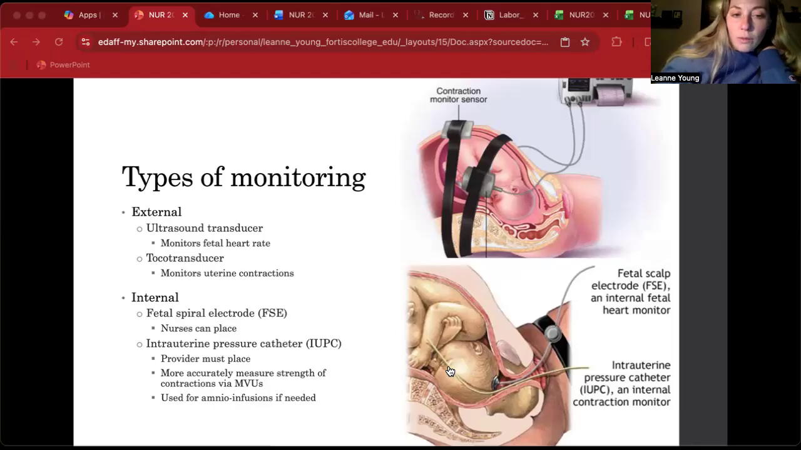This is also used for amnio infusions. So an amnio infusion is if, like, mom's water broke really early in her labor and baby is showing signs of distress. Sometimes administering fluid, or inserting fluid into that amniotic space to cushion the baby and provide protection from the contraction, will help reduce the instances of fetal decelerations. Okay, so these are our types of monitoring. Obviously, our most common is the external with the ultrasound and the TOCO transducer.